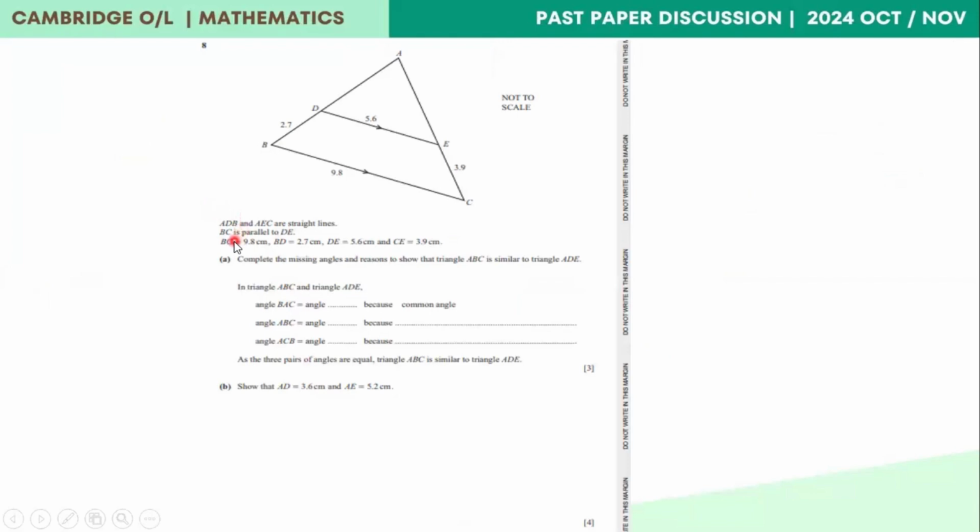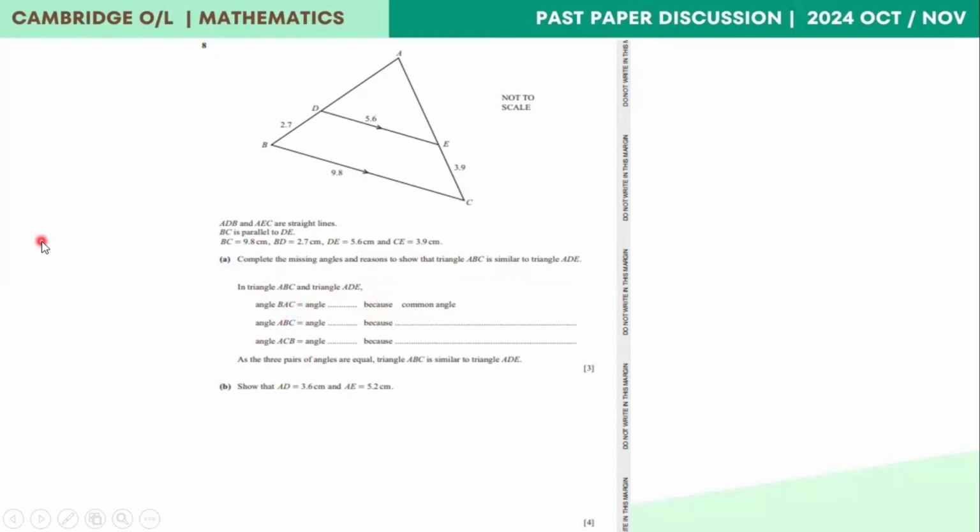Sorry, the eighth question. ADB and AEC are straight lines. BC is parallel to DE. BC is equal to 9.8 centimeters. BD is equal to 2.7 centimeters. DE is equal to 5.6 centimeters. And CE is equal to 3.9 centimeters. Part A, complete the missing angles and reasons to show that triangle ABC is similar to triangle ADE. In triangle ABC and triangle ADE, angle BAC is equal to blank because common angles.